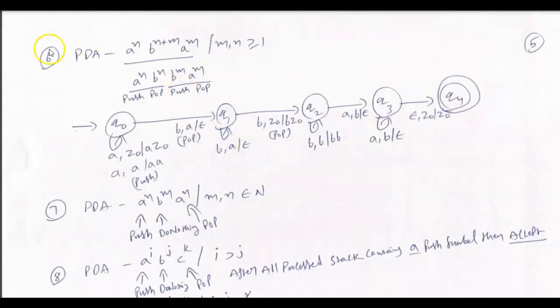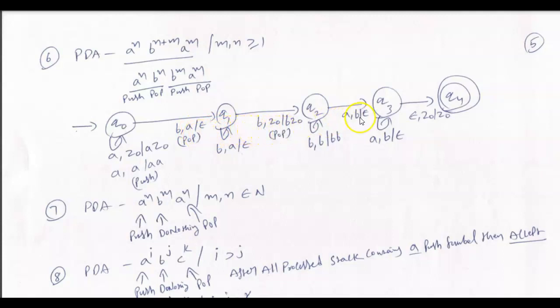You can see that here we have a to the power of n, b to the power of n plus m, and a to the power of m. Here the logic is a to the power of n and b to the power of n, we have push and pop. In the same way, b to the power of m is push and a to the power of m is pop. You can see that, of course I mentioned this PDA for you. Here it is pop. Whenever we have pop for state transfer, after consuming all A's, pop operation.